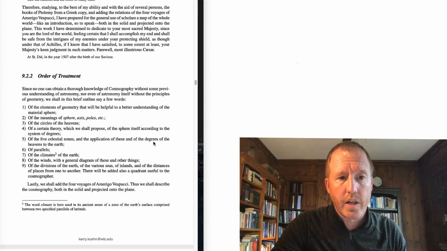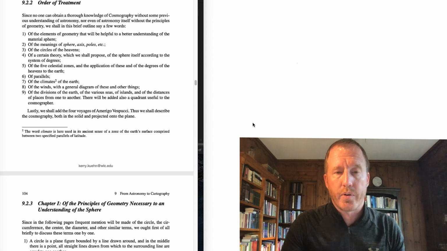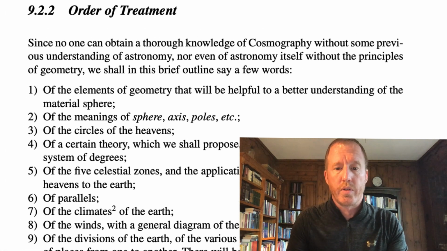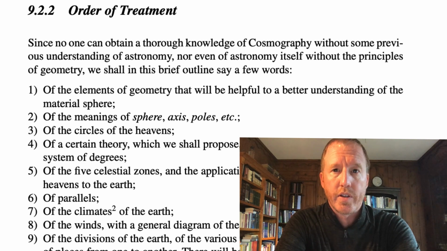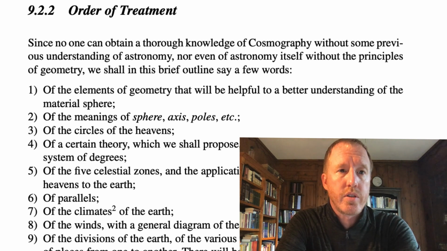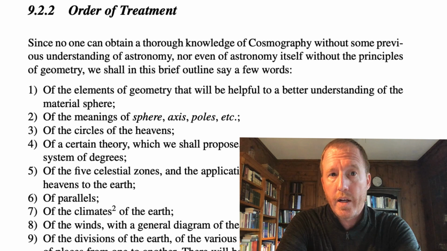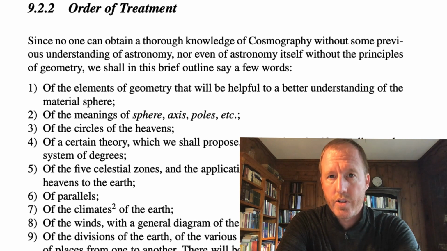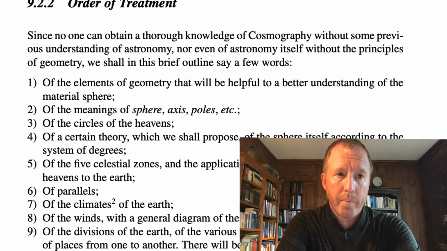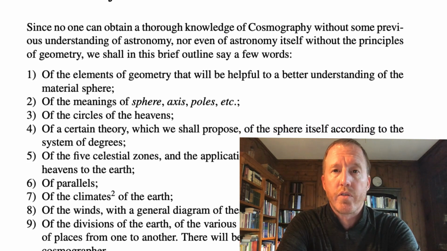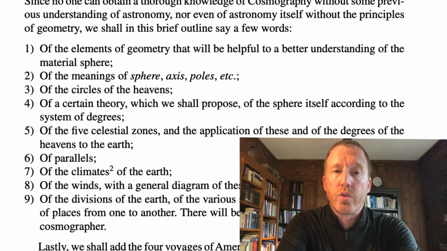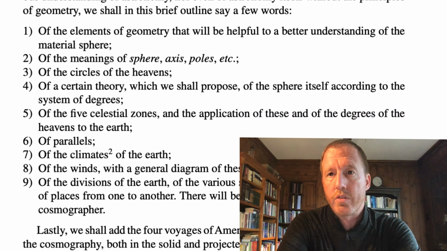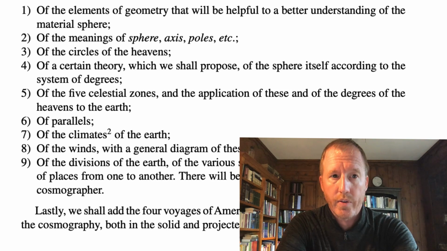Now let's look on to the next chapter. He provides an order of treatment, talking about what he's going to cover in his introduction to cosmography. He's going to start out by talking about geometry, to remind us of the kind of terminology that is going to be useful in understanding map making. He's going to talk about the meaning of terms such as sphere and axis and poles. He's going to talk about the circles in the heavens. Remember, by the heavens we mean the celestial sphere that is orbiting around the Earth.